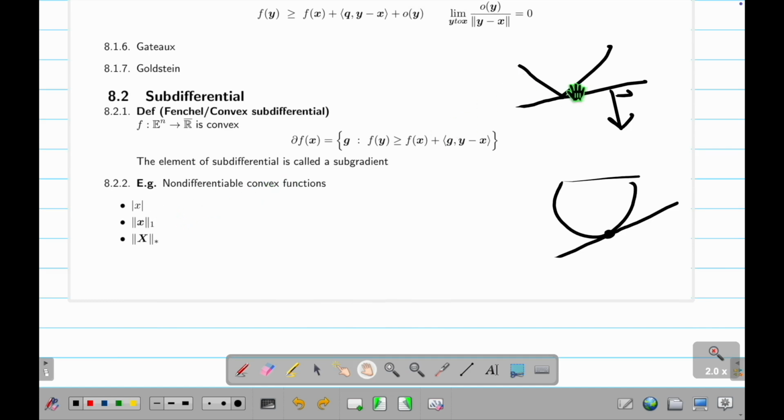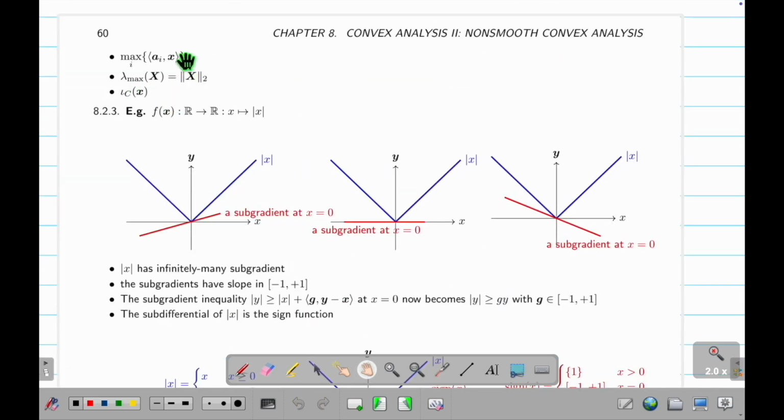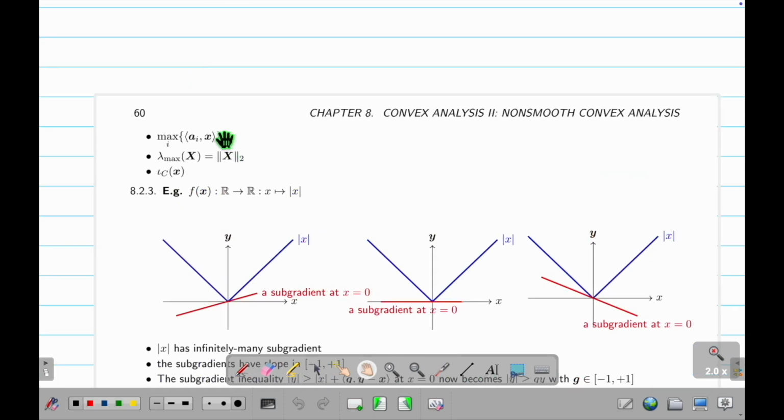Absolute value. This is one example. L1 norm, nuclear norm, the sum of singular values. These are all convex, but not differentiable. There are other things that are the same. Another example: I have a bunch of affine functions Ax and then take the max of them. This is also convex.